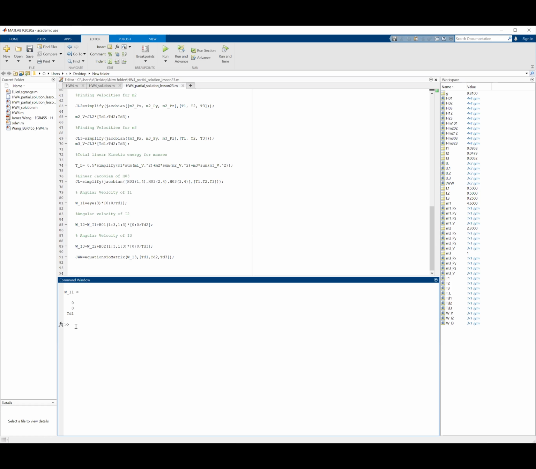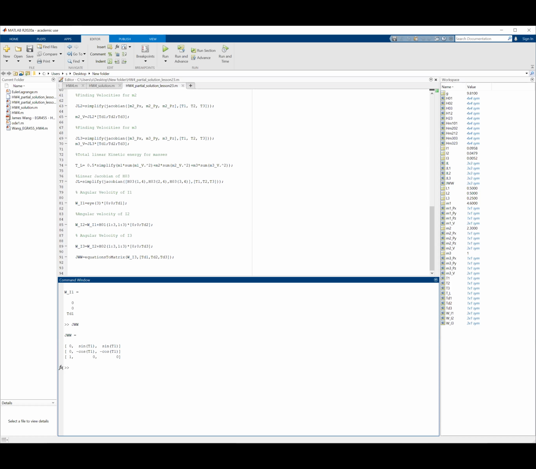So if you say JWW, that should give you the Jacobian for the angular velocities. Any questions at this point? The next part is interesting.